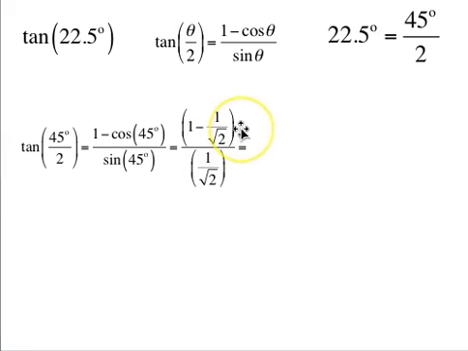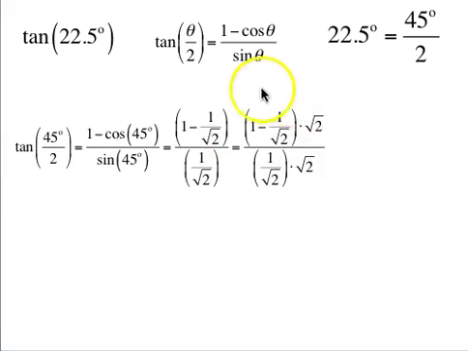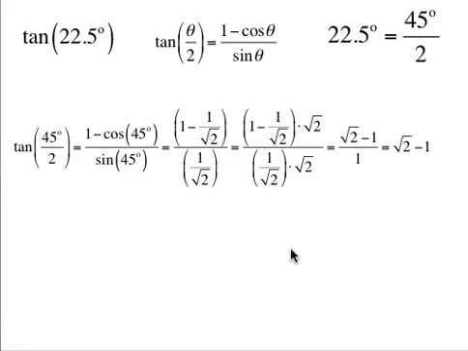Now to simplify this, multiply the top by root 2, multiply the bottom by root 2. Root 2 times 1 is root 2. Root 2 times 1 over root 2 is just 1. So I'm going to get root 2 minus 1 upstairs. Root 2 times 1 over root 2 is just 1 downstairs, which of course becomes root 2 minus 1. So the tangent of 22.5 degrees is the square root of 2 minus 1.